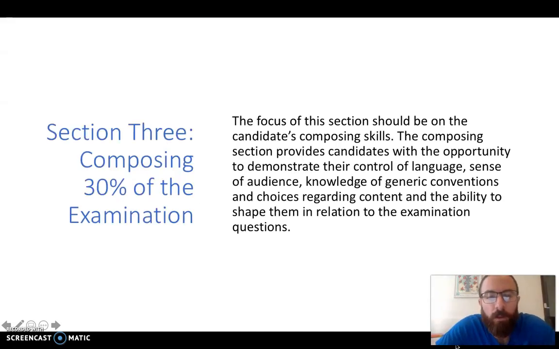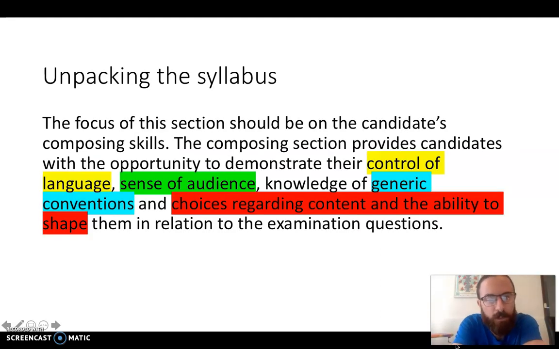So what we are looking for in this section of the exam is your ability to control language and use language effectively for a particular purpose and audience. So if I go through here, straight from the Year 11 and 12 ATAR English syllabus, what we're wanting is you to demonstrate control and a sense of audience and knowing those conventions of genre, whether it be that of imaginative, so narrative writing, or persuasive, or whether it be a sci-fi or western. So what we're wanting to see is you as an author making choices with regard to the content you're selecting and how you can shape that to suit the question, but also suit the chosen audience.